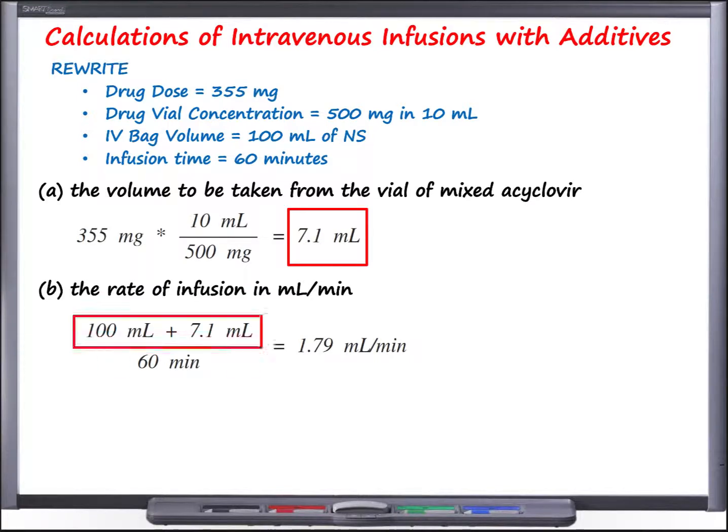So here's my formula, but what's important is to start on the very top. The first part of an infusion unit is milliliters. So what is the total volume? This is extremely important to understand.